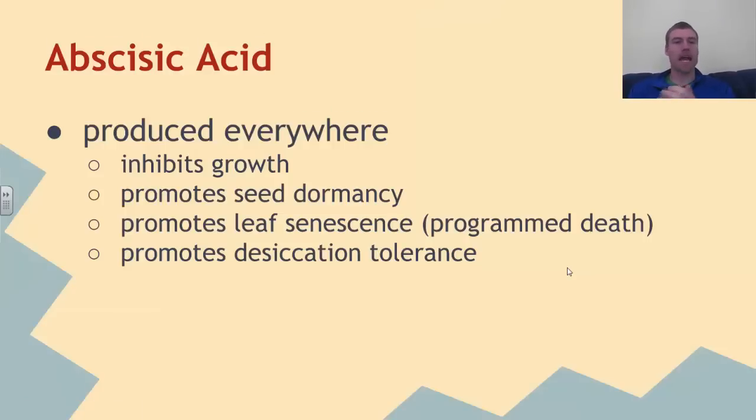Next, we've got abscisic acid. It is produced pretty much everywhere in the plant. It inhibits growth and promotes seed dormancy, which is where the seeds are not growing yet. Basically, when the seeds are just chilling out, you've got more abscisic acid than other things. It helps promote leaf senescence, which is programmed death. This is where the leaves are falling off in the autumn. And then it promotes desiccation tolerance.